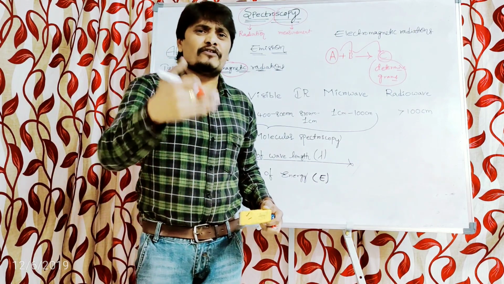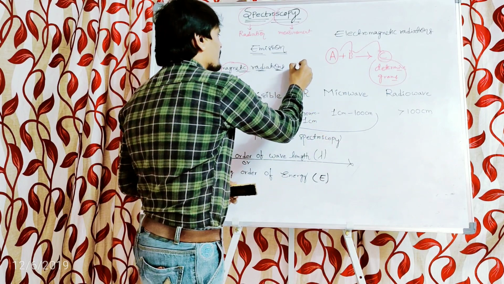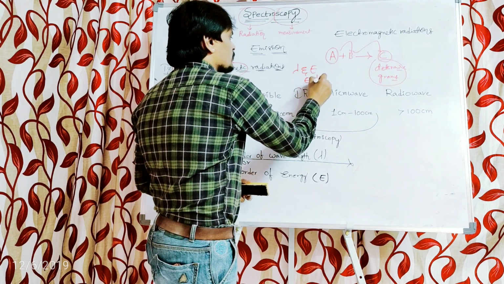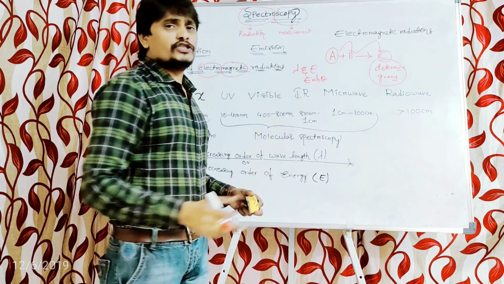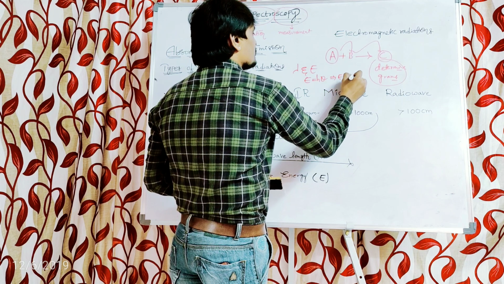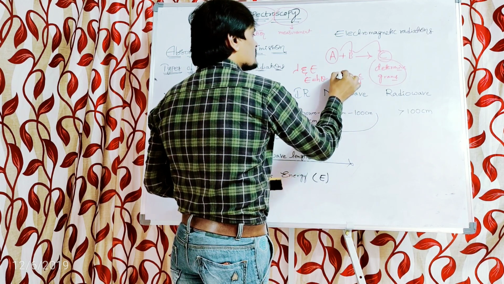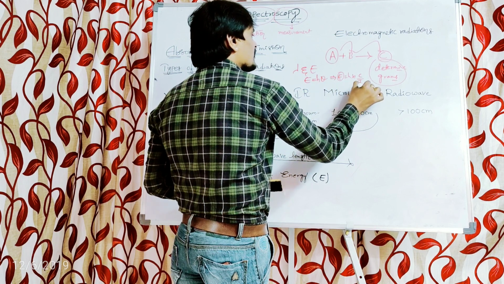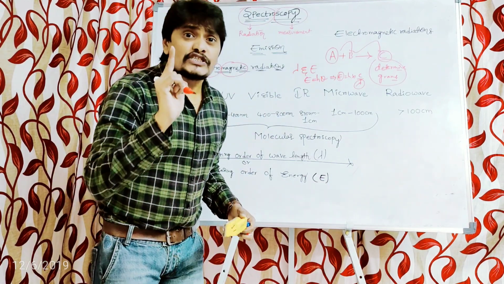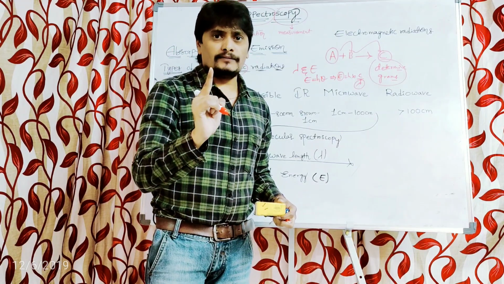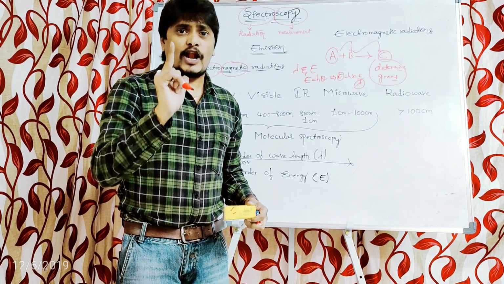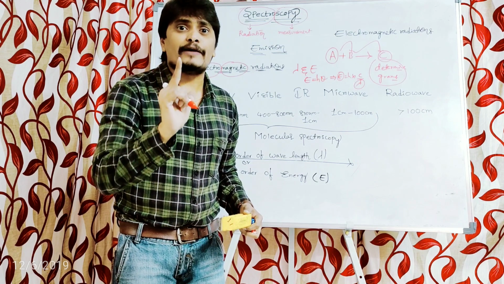So what is the relationship between wavelength and energy, students? We know that E equals h nu. I don't want to emphasize much on E equals h nu; it is well known, right? Nu is nothing but c by lambda, so E equals h c by lambda. Lambda is in the denominator, so we can say that wavelength is inversely proportional to energy. Now, based upon either the wavelength or the energy, we can categorize the electromagnetic radiations into the following types, students.